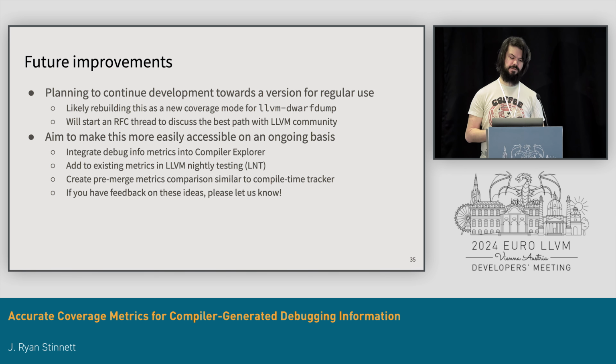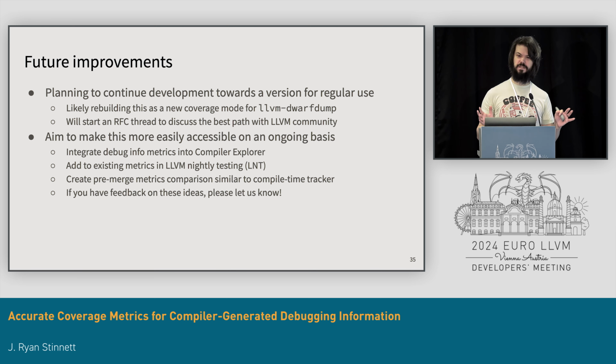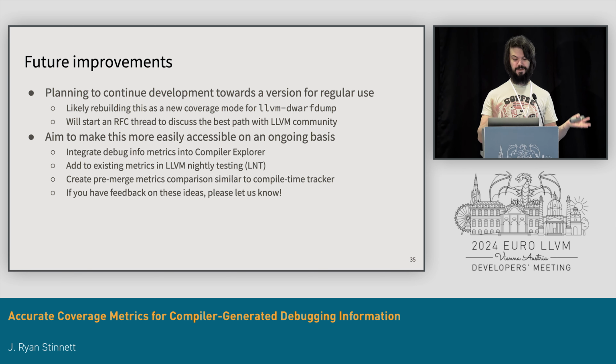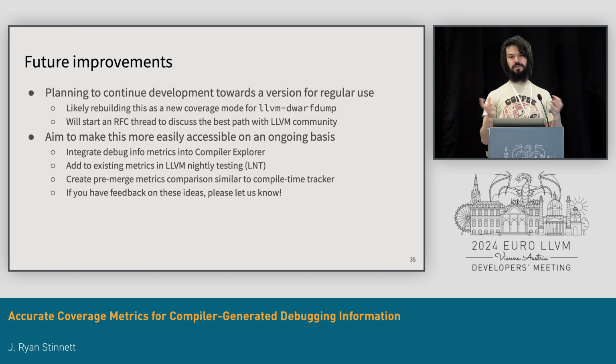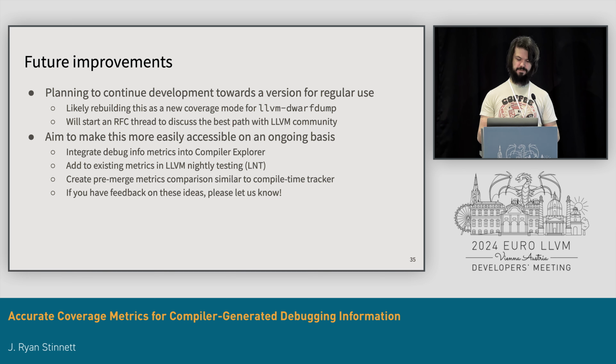Okay, and then just to talk briefly about future improvements. The version that exists right now is very researchy. It would be a bit tricky to use, I think, for most people. So we'd really like to continue developing this towards something that's for regular use. I'm imagining likely building this as a new coverage mode in llvm-dwarfdump. But I'd like to start an RFC thread on Discourse and just see what the community thinks is the best way to go. I'd also love to explore ways to make this more easily accessible on an ongoing basis. So if people have ideas, please do come up and talk to me.